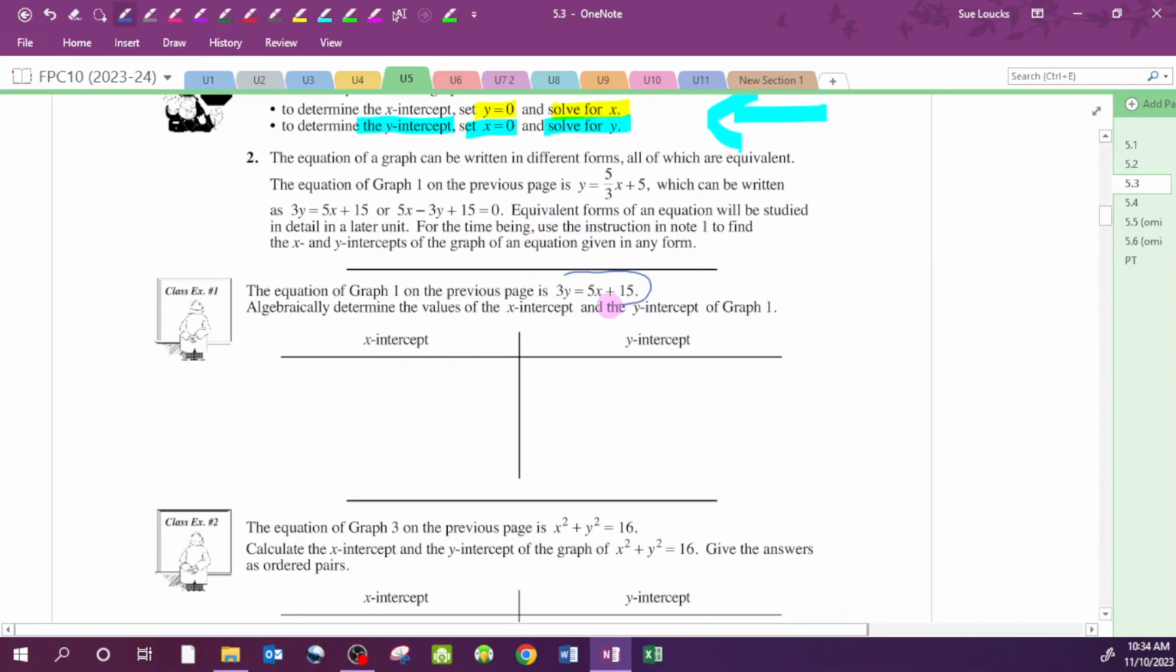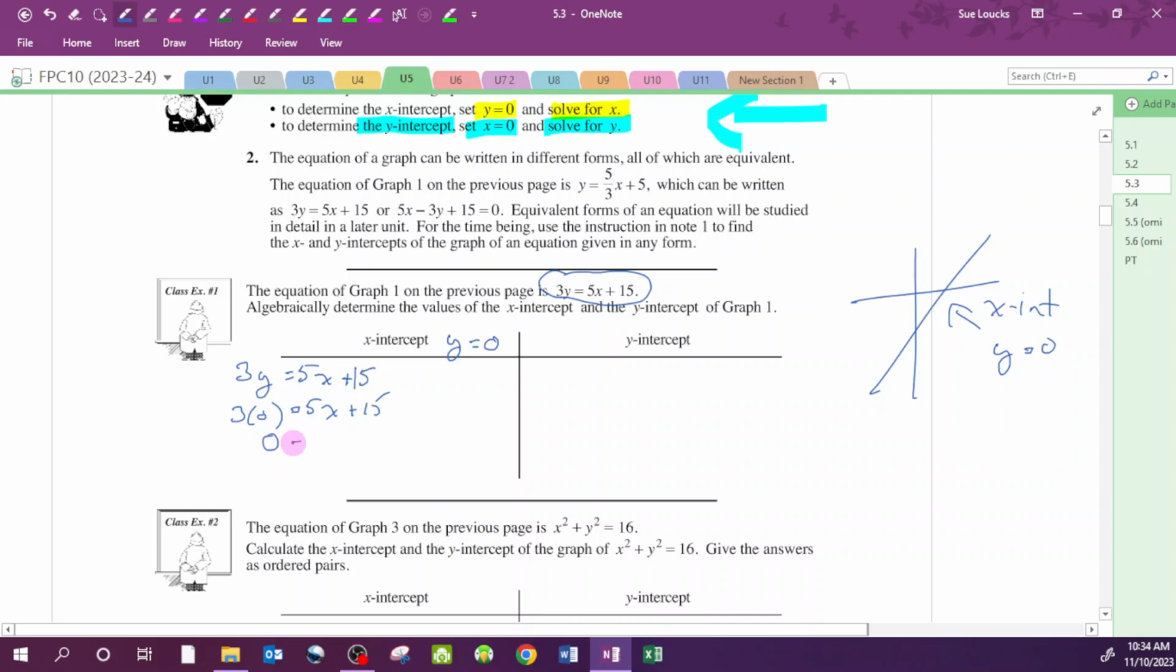for this equation here. My equation is 3y equals 5x plus 15. And we're asked to find the x-intercept, and that means that y equals 0, because I'm looking for where it's going to cross my x-axis. Where I cross the x-axis here, this is my x-intercept. The y value equals 0. So I'm going to make my y 0, so this becomes 3 times 0 equals 5x plus 15. So 0 equals 5x plus 15.